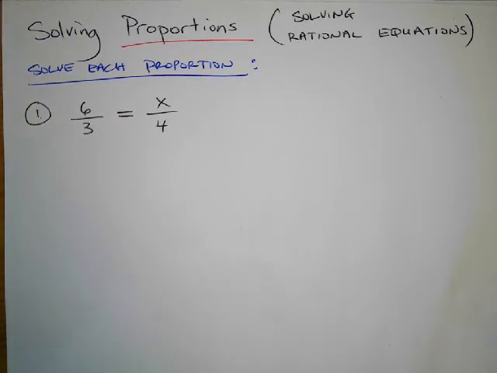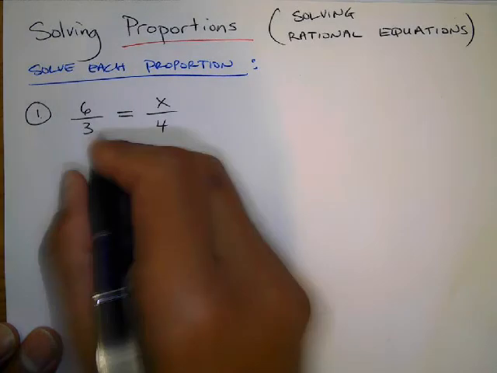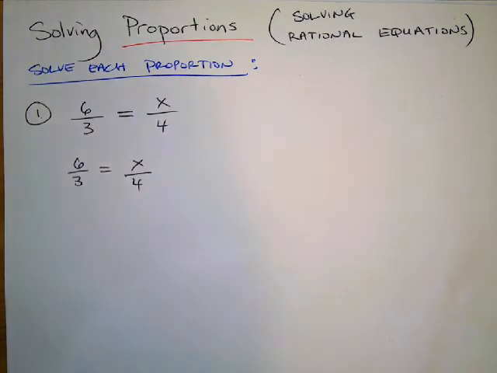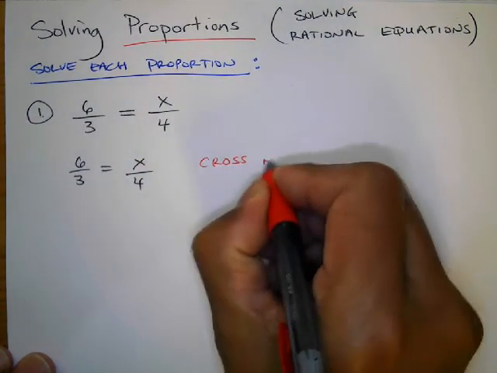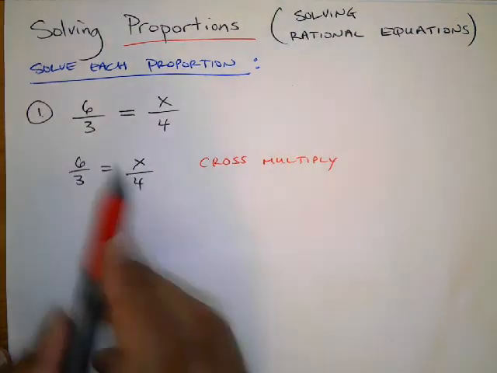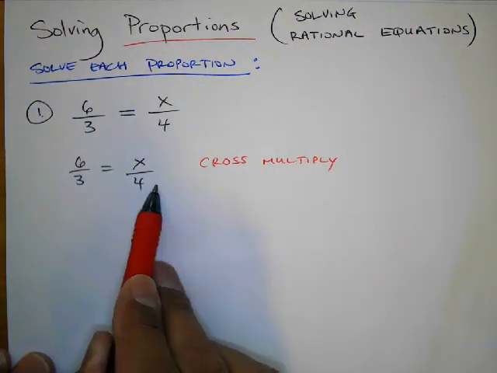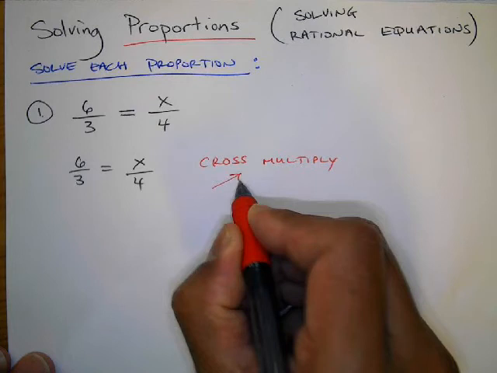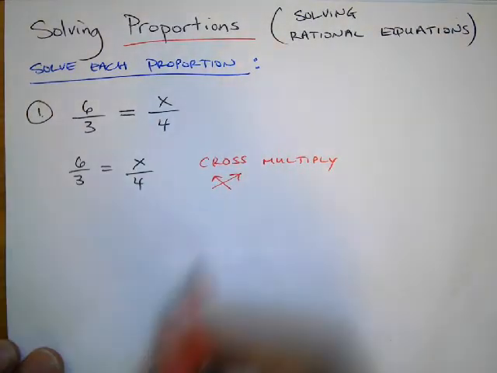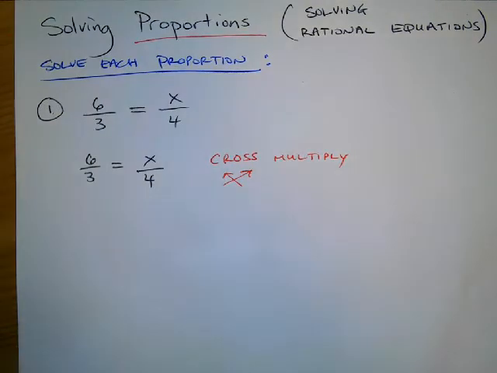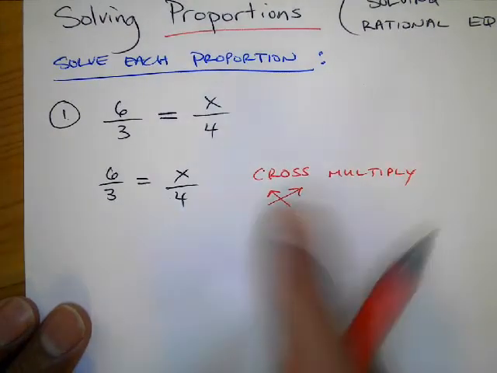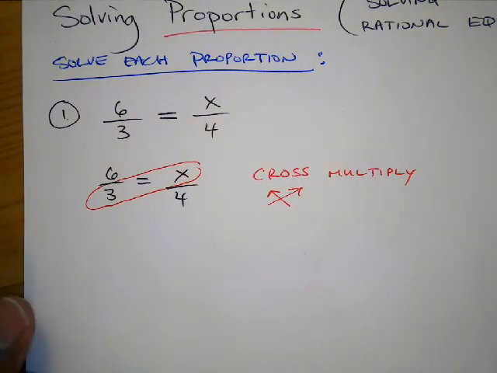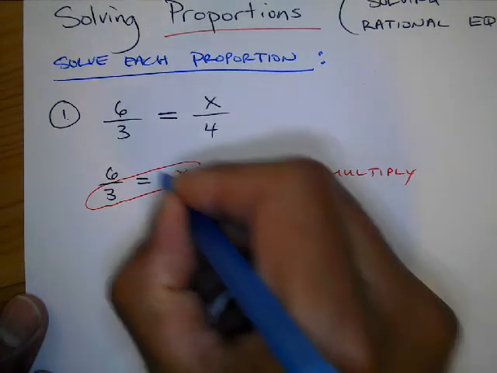Okay, so how do you solve something like this? Really easy. I don't want to touch this original problem, so I'm going to copy it over. And what you want to do is cross multiply. I'm not talking about a cross like the top with the top and the bottom with the bottom, but diagonally, like that. It doesn't matter which one you do first, that's really important too. But I like to always start with the one that has the variable.